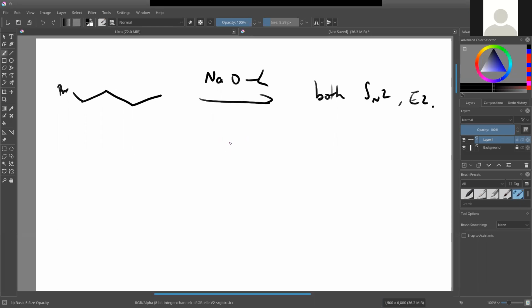Adam, even though the Zaitsev product was more stable because of the more substituted double bond, could you make a case for the Hofmann product also being attractive, in the sense that since it takes the more abstractable hydrogen, it takes less activation energy to get there, whereas it may not give you the more stable product? Yeah, I think so.